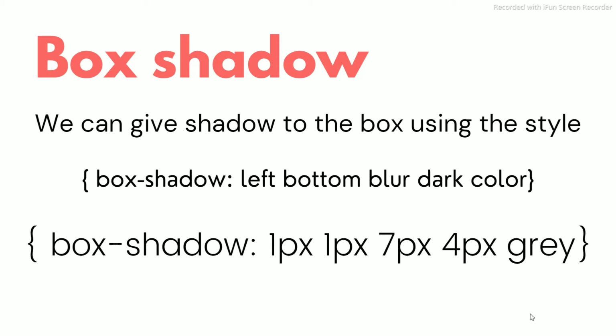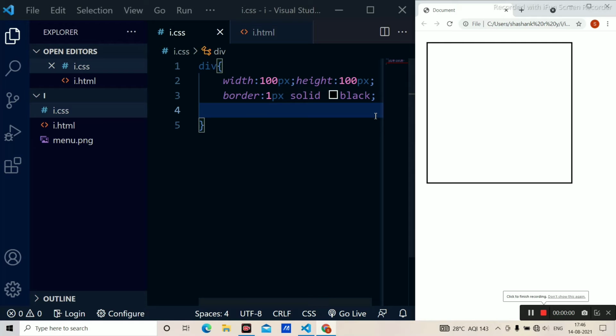Whatever color we use, that shadow is displayed. If you are using the red color, a red shadow is displayed. If you are using light gray, a light gray shadow is displayed. This is all about the box shadow. Now coming to the box shadow.